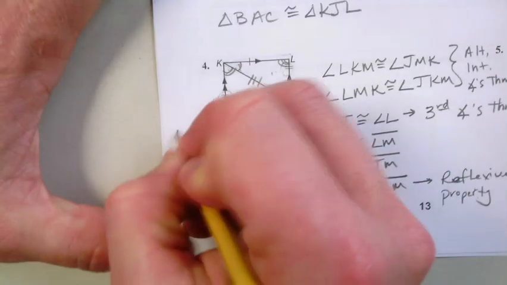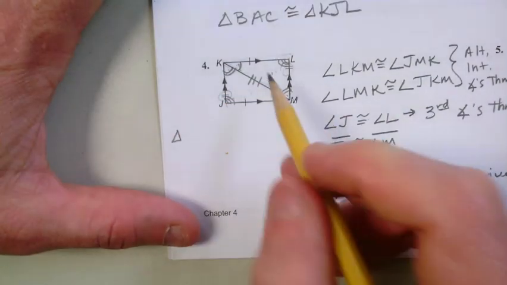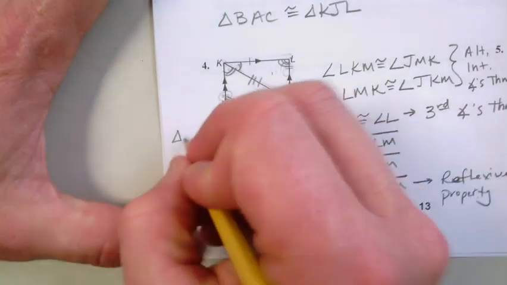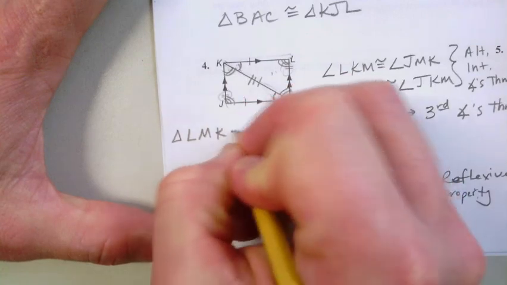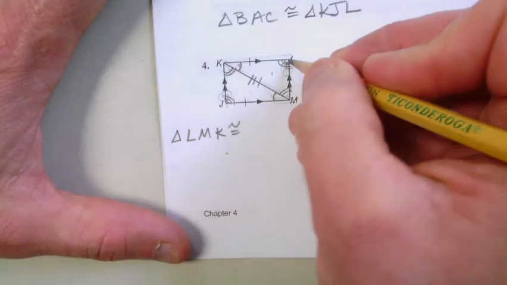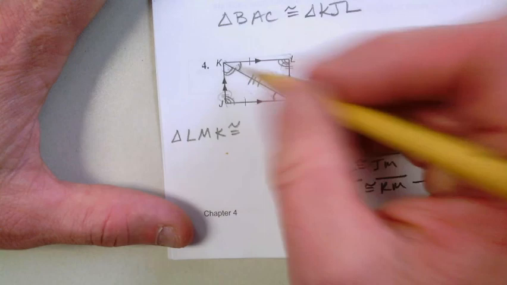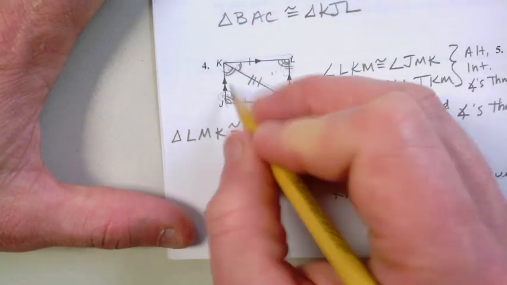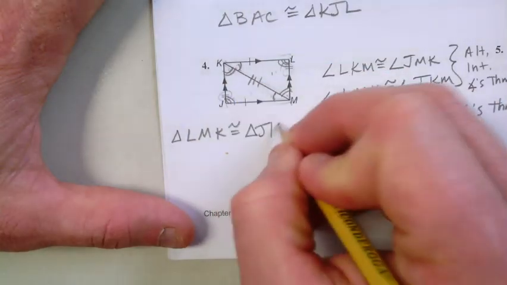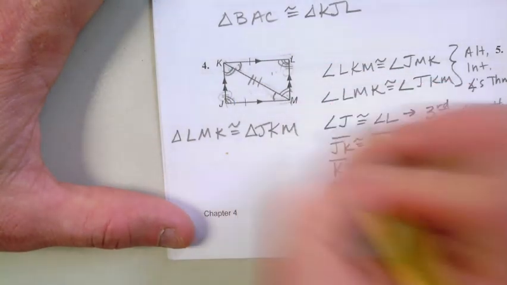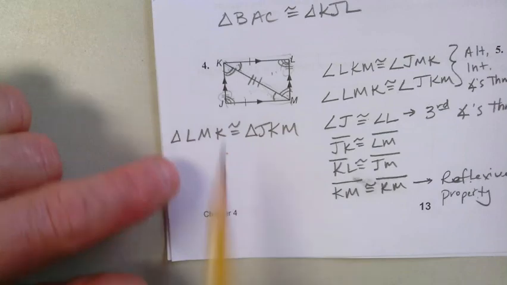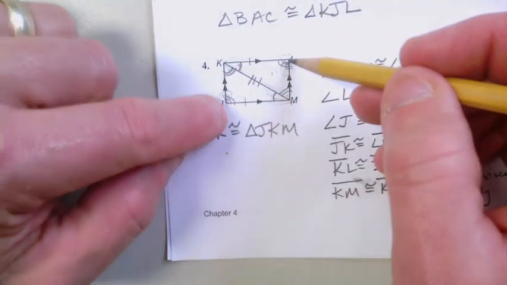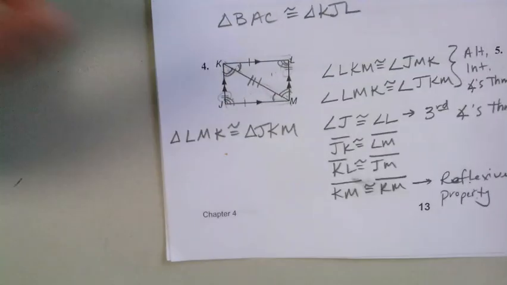So from here, my congruency statement would be something like this. I'll start with L. LMK. Okay, again, it doesn't matter which angle you start with, but if I go in the order of LMK, the corresponding angle to L would be J, M would be K, and then L would be M, okay? So again, write that in the corresponding order, LMK, LMK. So it's the same angles.